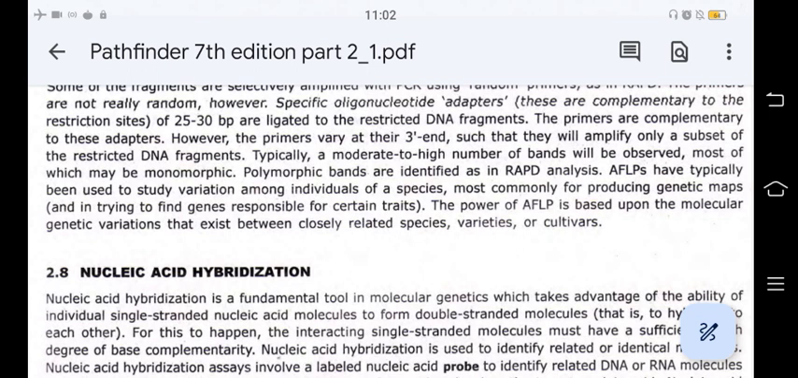AFLPs have typically been used to study variation among individuals of a species, most commonly for producing genetic maps and in trying to find genes responsible for certain traits. The power of AFLP is based upon the molecular genetic variations that exist within closely related species, varieties, or cultivars.